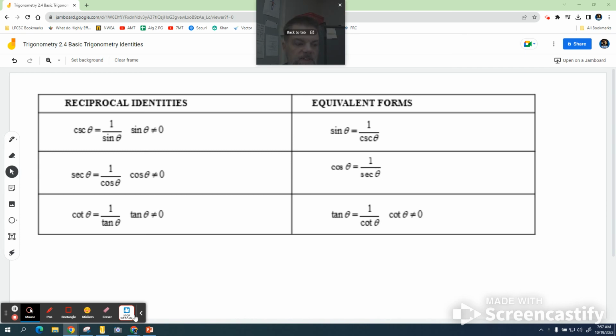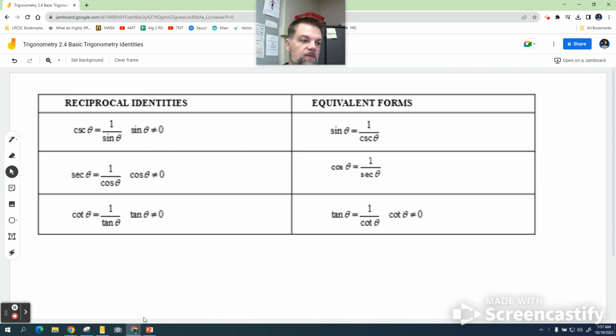All right, so this is nothing new to you guys, right? We identified the reciprocal identities. In other words, we've looked at it from this perspective. We know that cosecant of theta is the same as 1 over sine of theta. And if sine is in the denominator of a fraction, then obviously it can't equal 0.